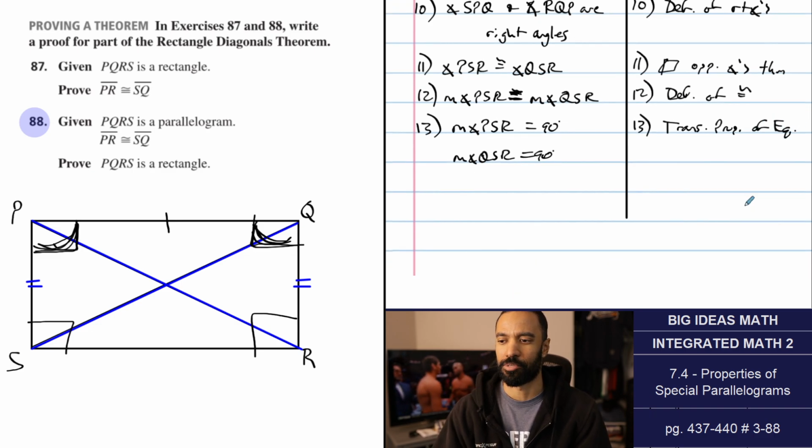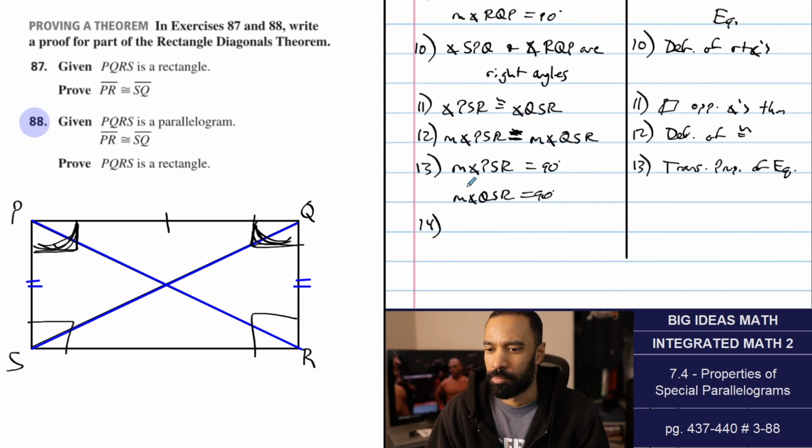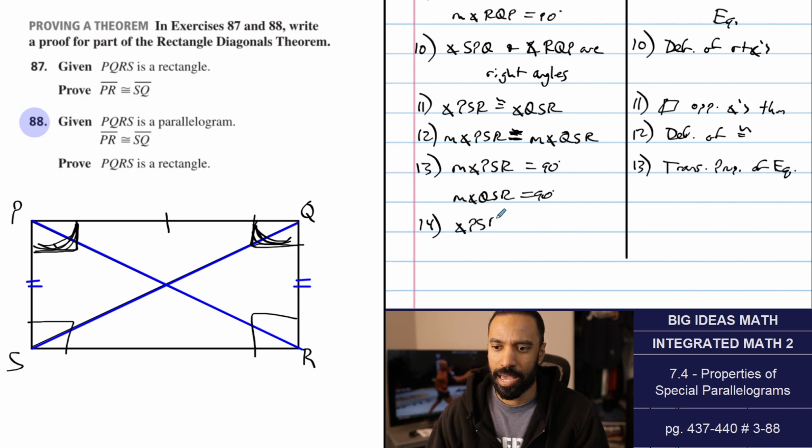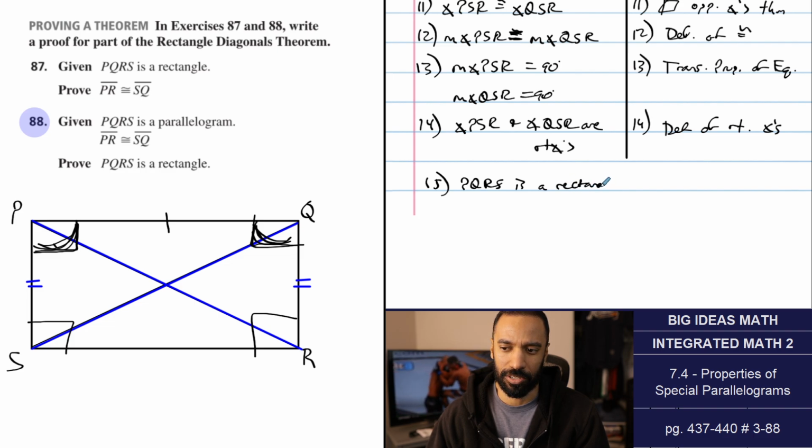Sorry for the handwriting. I'm saying it out loud. Now they're right angles. Angle PSR and angle QSR are right angles. I always write things the same way here. Definition of right angles. And finally, PQRS is a rectangle by definition of rectangle.